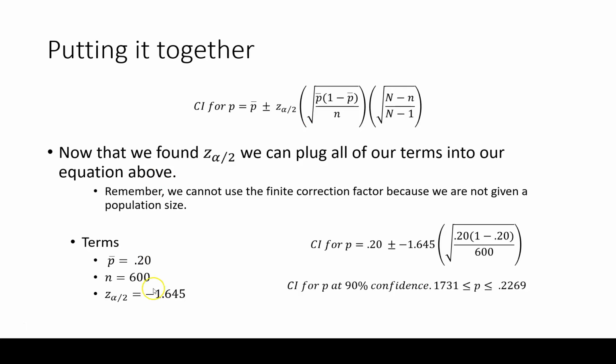So with our terms over here on the bottom, we have p bar equal to 0.20, our little n, or our sample size, is 600, and the z-score of alpha divided by 2 that we found was negative 1.645. So plugging it all into our equation, we have 0.20 plus or minus negative 1.645 times the square root of 0.2 times 1 minus 0.2 divided by 600, which gives us a 90% confidence interval for p equal to 0.1731, which is less than or equal to p, which is less than or equal to 0.2269.